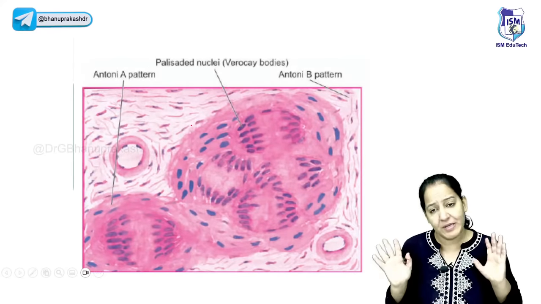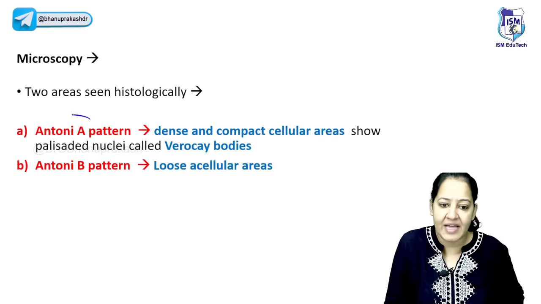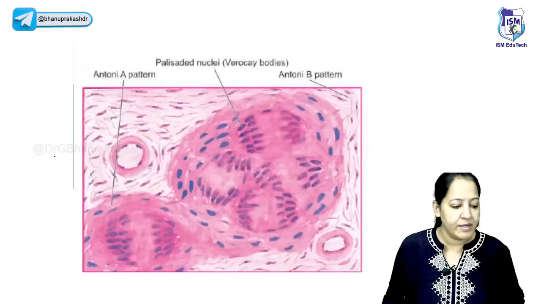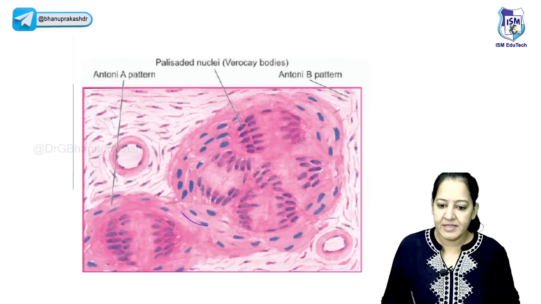That is the gross. Microscopy is very unique. See the microscopy. In the microscopy, we have two areas, Antoni A and Antoni B. What are the Antoni A and Antoni B areas? Can you see this diagram? In this diagram, can you see this area?